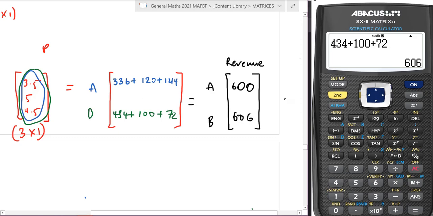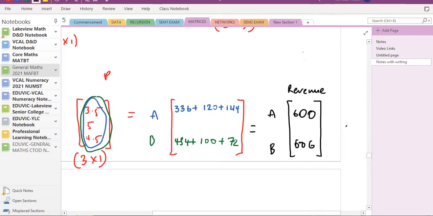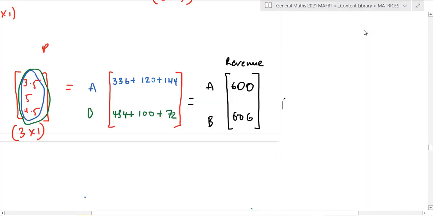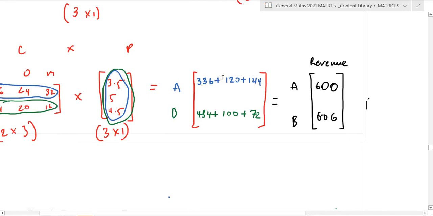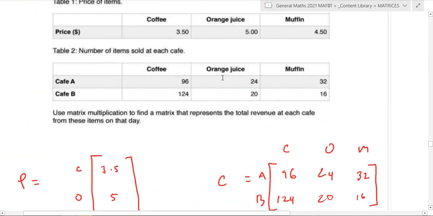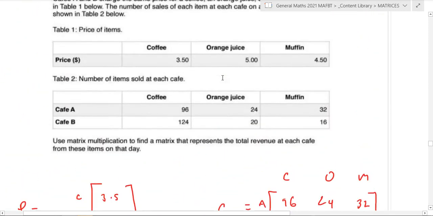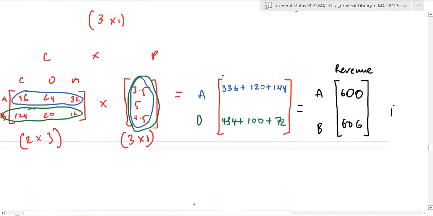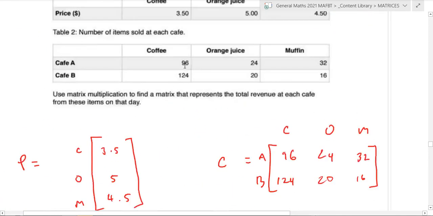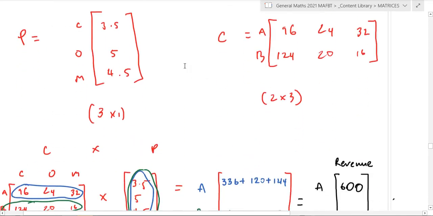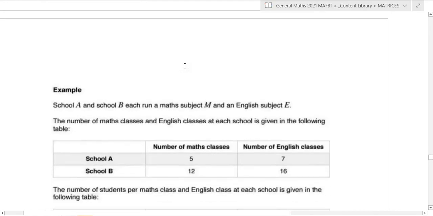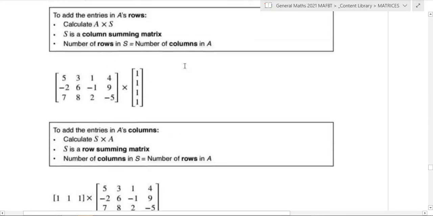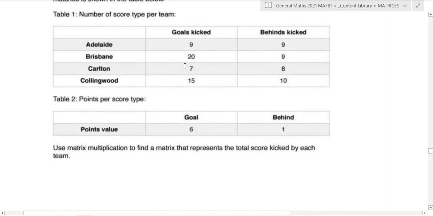There you go. Okay, there's our answer. Alright, so we've got now the total revenue for Cafe A and then Cafe B. So we can see that Cafe B made more money. Okay, you might get a question, which cafe made more money? Then you talk about, well, from our calculations, Cafe B obviously made more money. Okay, on that day. We'll just do one more example, so we'll skip the second one.